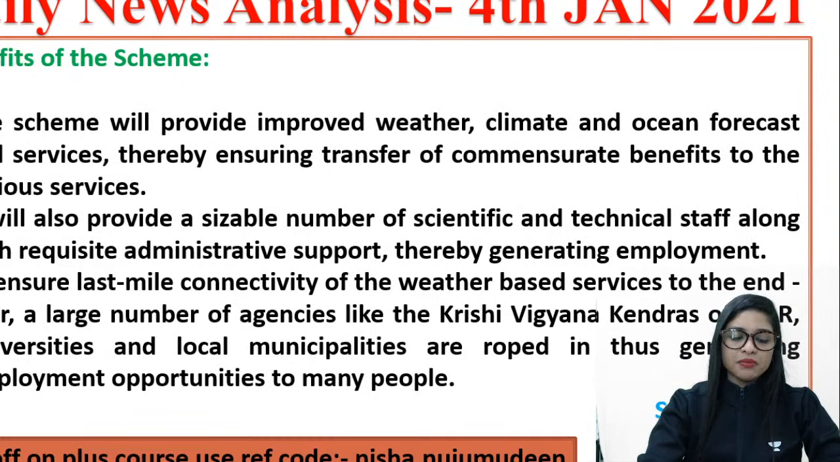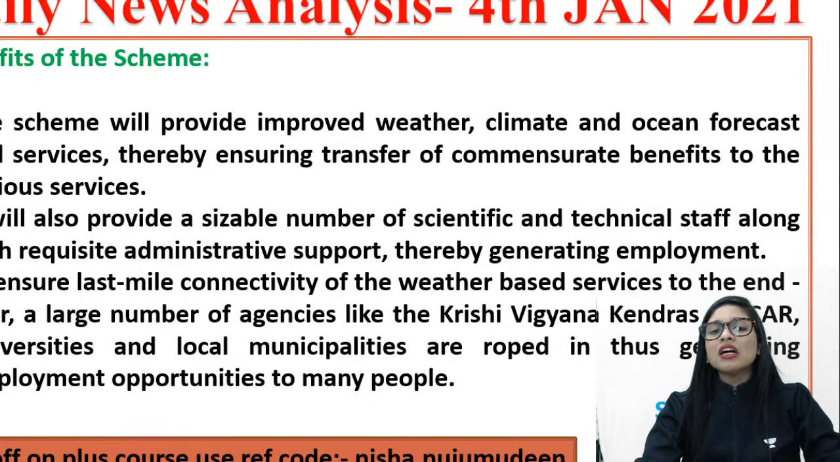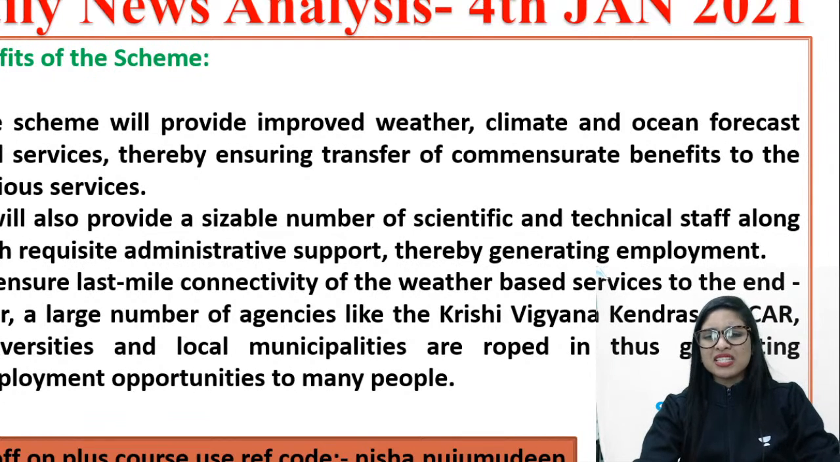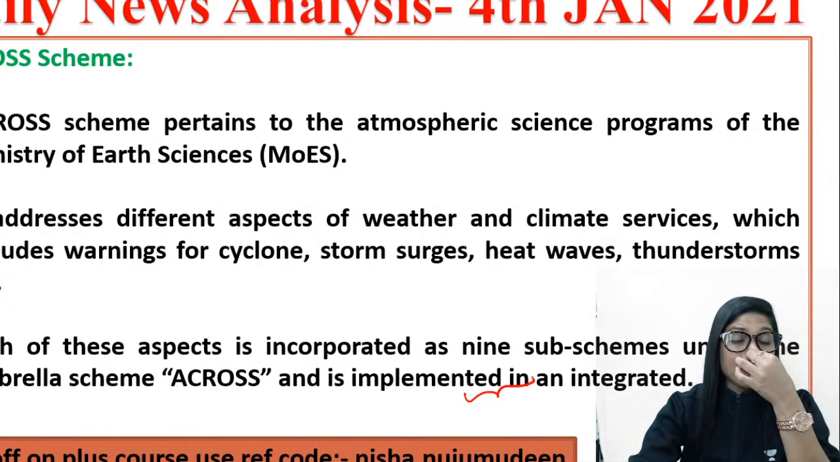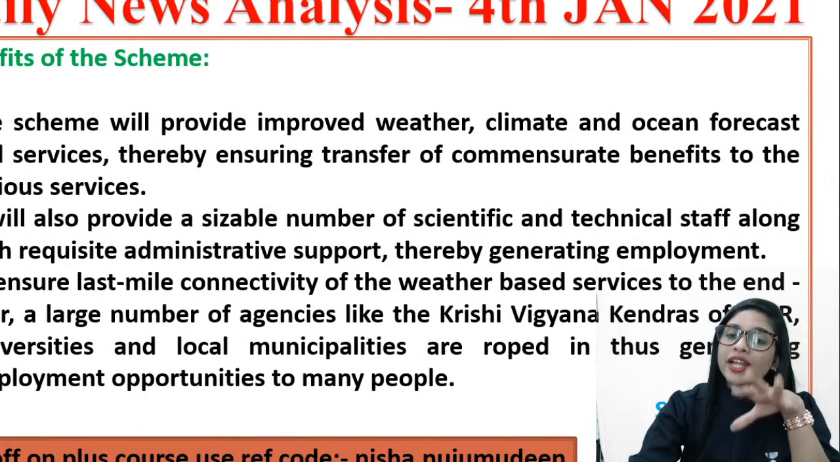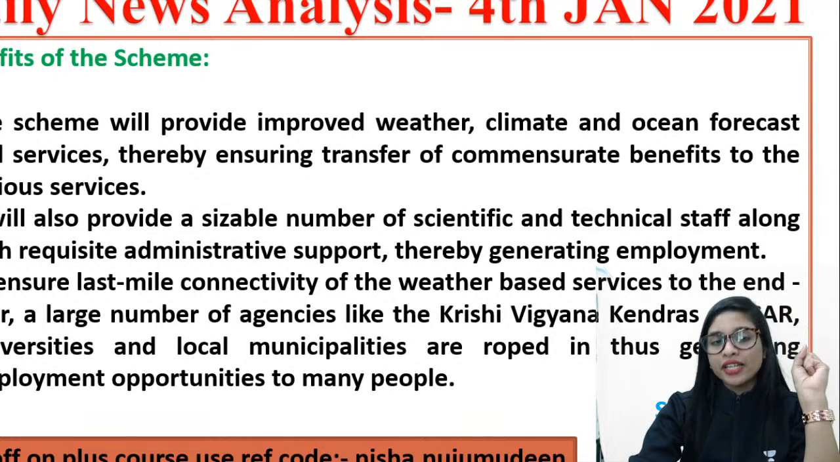Now, the benefit is very simple. If this scheme is implemented, they'll start providing improved weather services. Along with that, they'll give climate and ocean forecasts and services, thereby ensuring the transfer of commensurate benefits to the various services. They will also provide a sizable number of scientific and technical staff along with all the required support. When they provide adequate staffing, people get employment opportunities, so the social issue of unemployment is reduced to a greater extent.